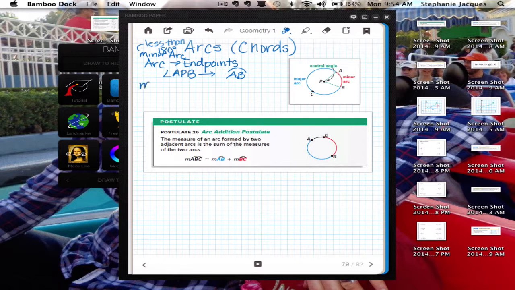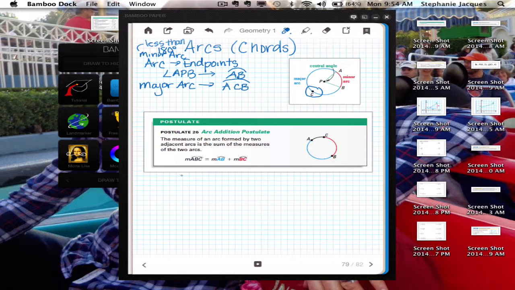But if you have a major arc, which would be the rest of that circle, going from A all the way down to B, you need to include one of the points. Because if I just said AB again, you might think that one. Since it's a major arc, you're going to write A, C, B, because it includes one of the points on that arc. So that's a major arc.